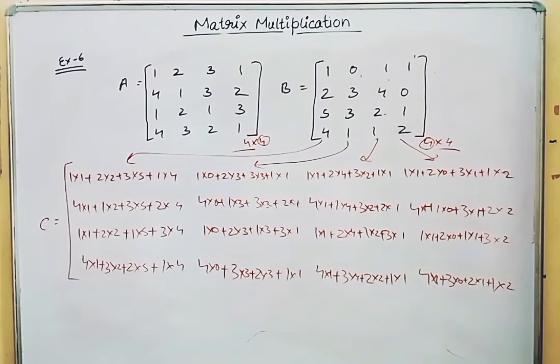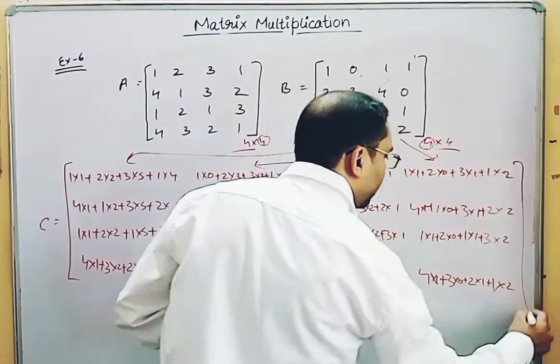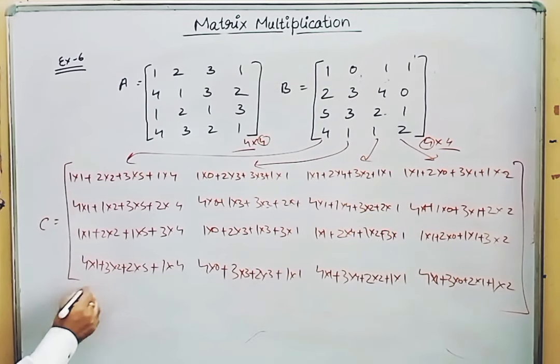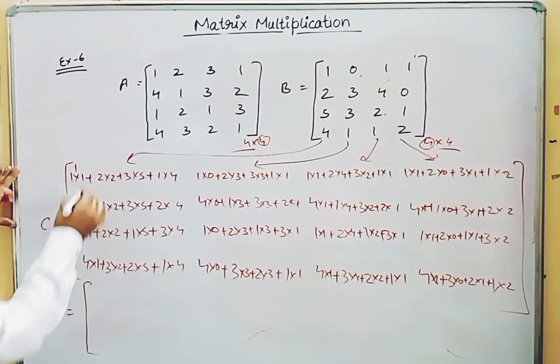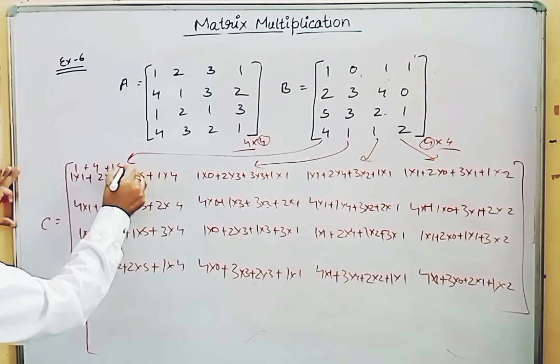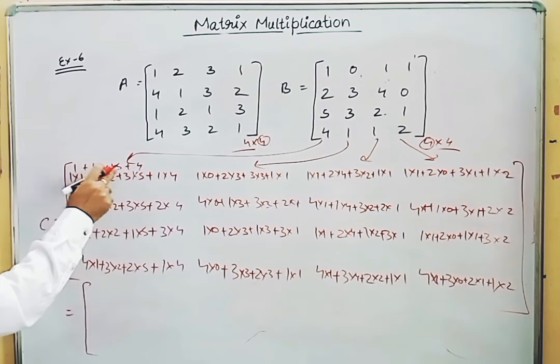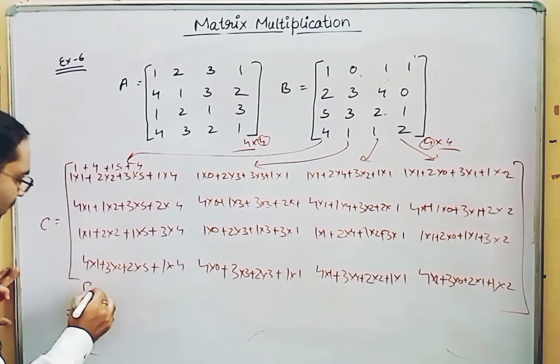Now we need to solve all these values so that we will get the resultant matrix. So let us solve these values. This is 1 into 1, that is 1, 2 2s are 4, 3 5s are 15, and 4 1s are 4. 1 plus 4, 5, 5 plus 15, 20, 20 and 4, this is 24.